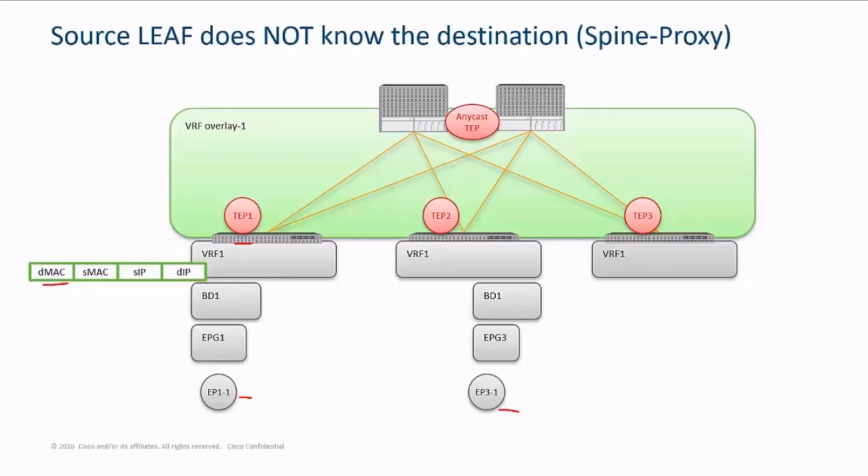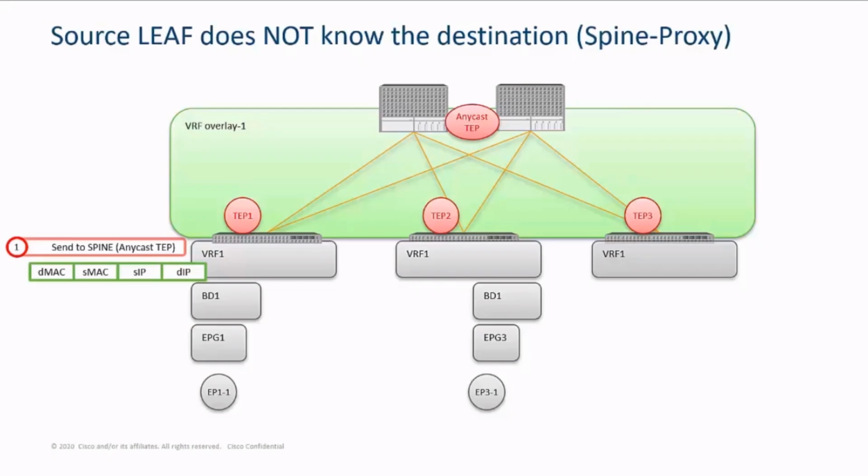Leaf 1's going to receive that. And it's going to look in its endpoint table, and it's not going to know where to send it. It doesn't know about endpoint 3.1. So question for you guys, what do you think Leaf 1 will do with the traffic? So it's not going to flood it. So the answer is it's actually going to punt it up to the spine switches. So remember, spine switches should know about all endpoints. So the spine switches should know that endpoint 3.1 is located behind leaf number 2.